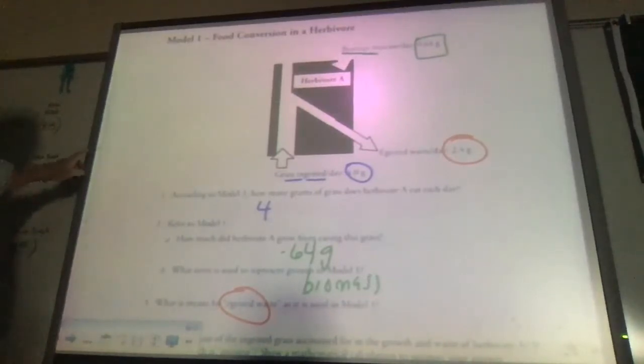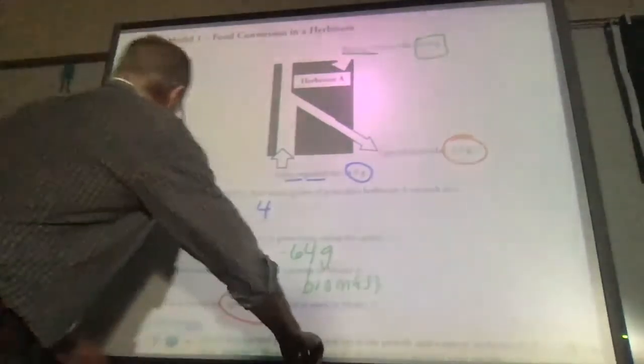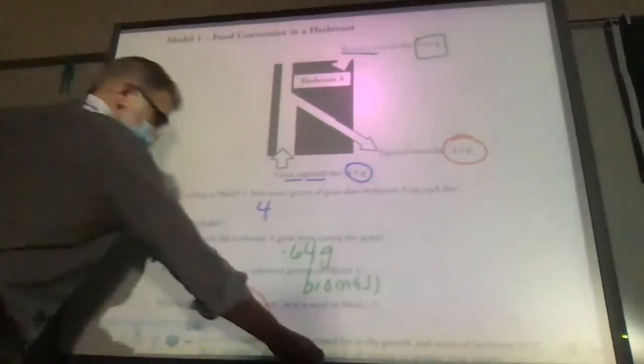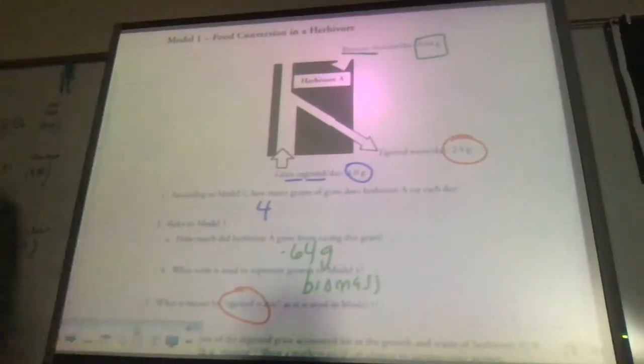And so in question 5, they're asking, is all the mass accounted for? Is all the mass accounted for? This thing was working this morning. It's not working now.